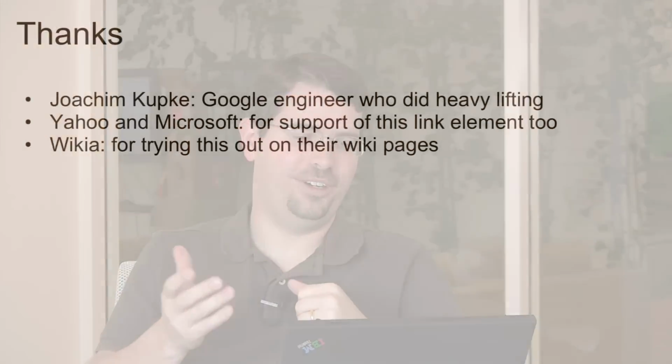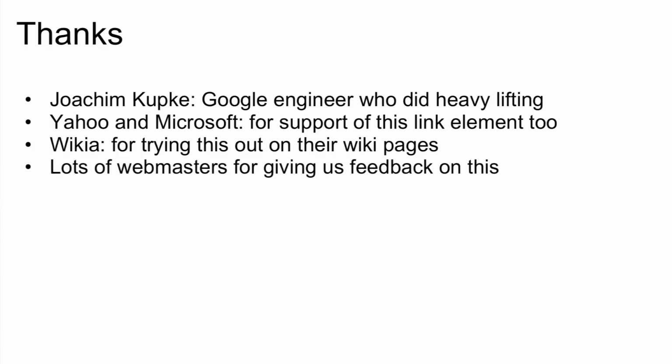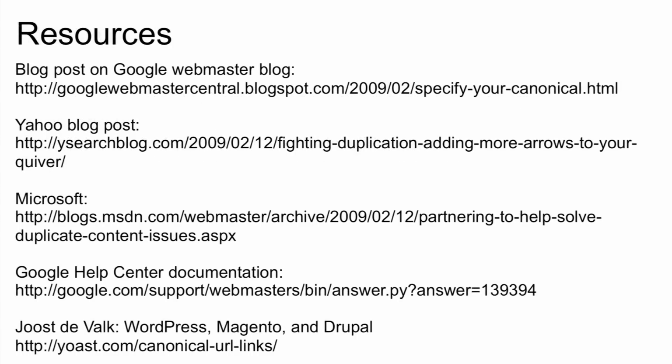Wikia. So Artur at Wikia had emailed us and asked about doing canonical tags anyway. And so it was really great that they could test it out while we were trying it out ourselves. And then a ton of webmasters who always give us this sort of feedback on what they'd like to see. On this last slide, I just list a bunch of resources. So Google, Yahoo, and Microsoft all did blog posts about it. There's an official Help Center documentation page.